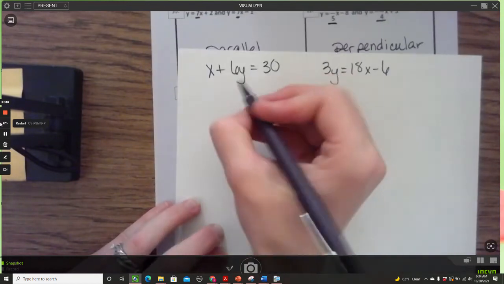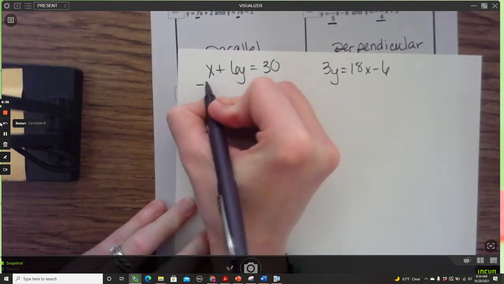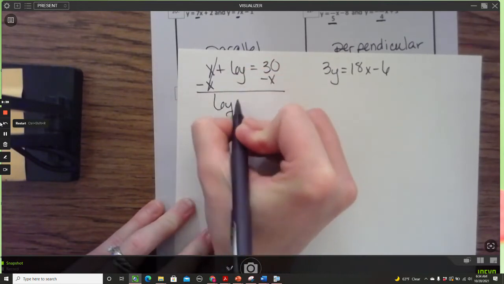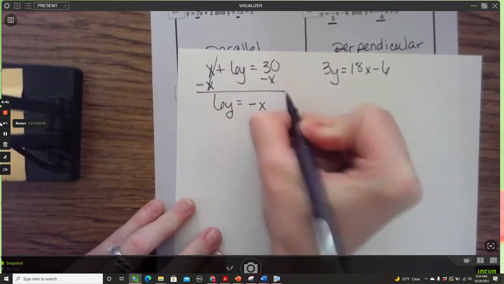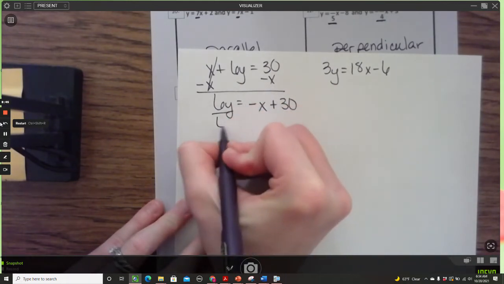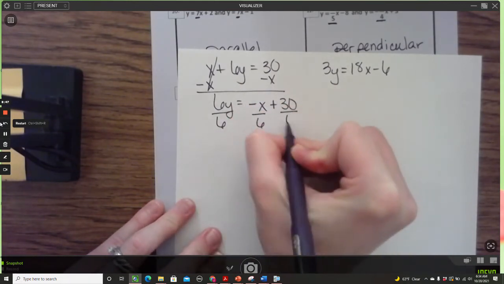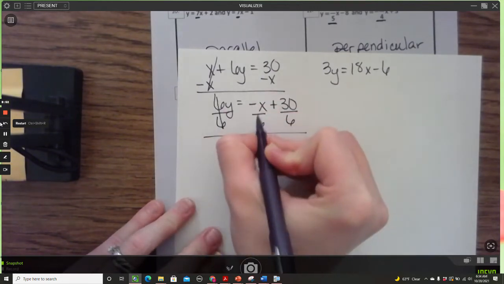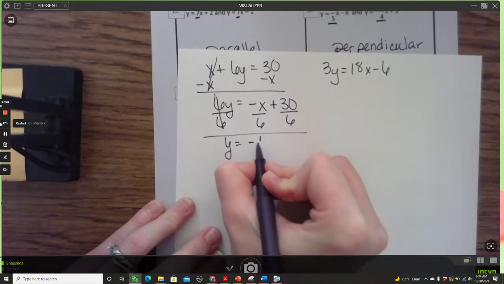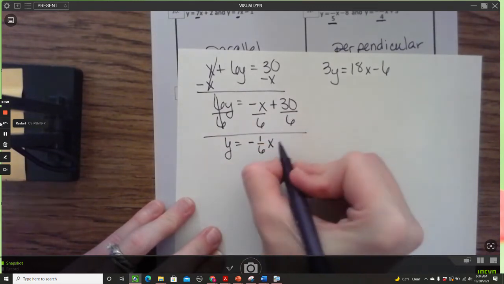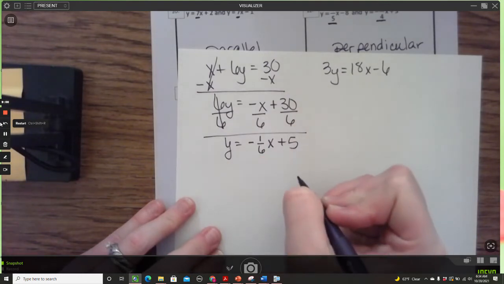All right, so I need y by itself. So I'm going to subtract x from both sides. So I've got 6y. I'm going to write the x first, and add the 30 because it's positive, and then I'm going to divide every term by 6. So these cancel. Negative x over 6 is the same as negative 1/6. Tack on the x. 30 divided by 6 is a positive 5.